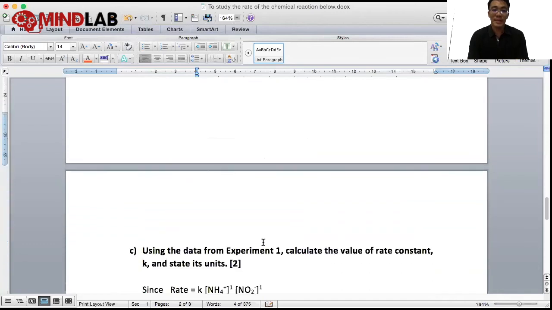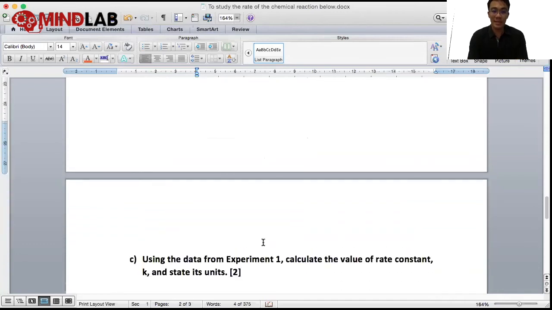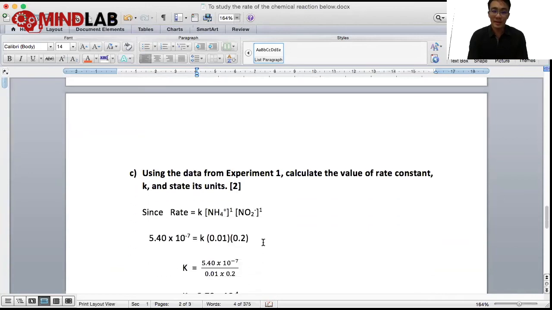Okay, part C. Using the data from experiment 1, calculate the value of rate constant K and state its units. Now we already know the power of both the reactants, so we can calculate K. Rate equals K, concentration of NH4 plus to the power of 1, times NO2 minus to the power of 1. We can only use the values from experiment 1, just as we have been instructed in part C.